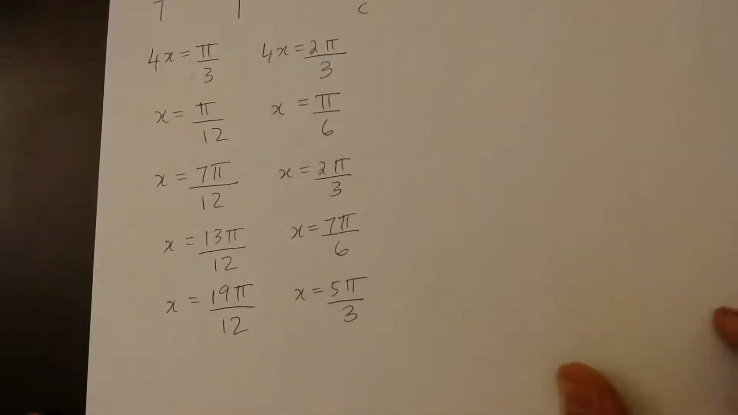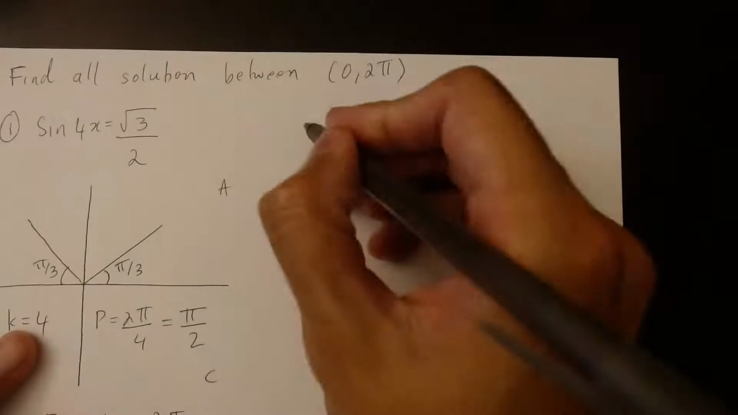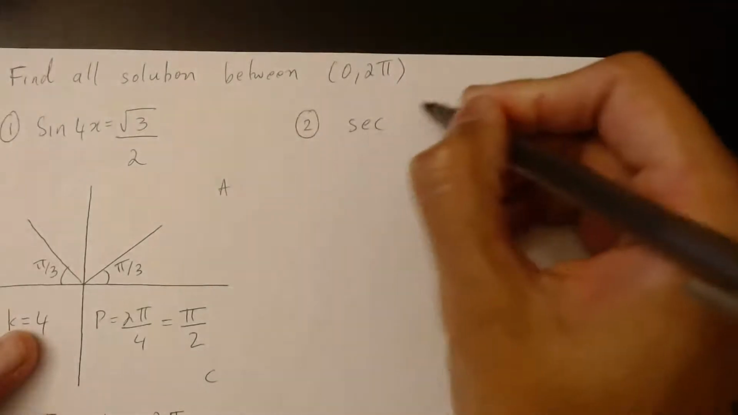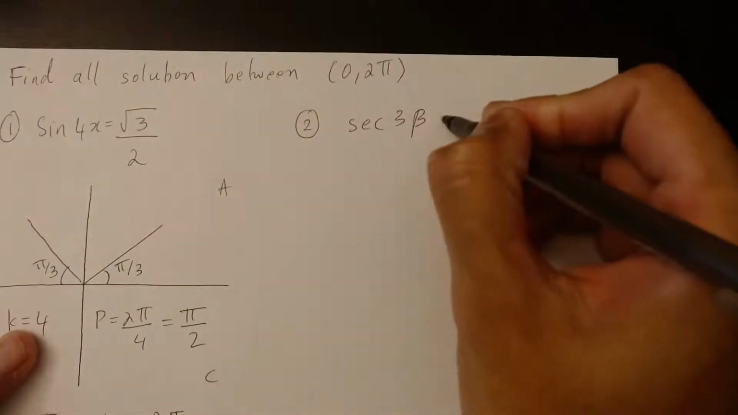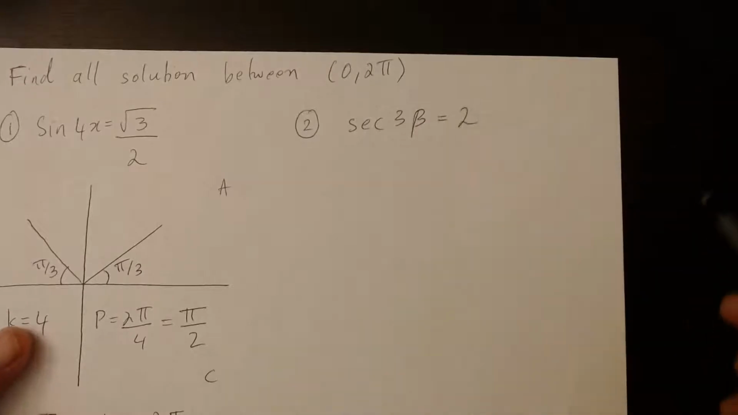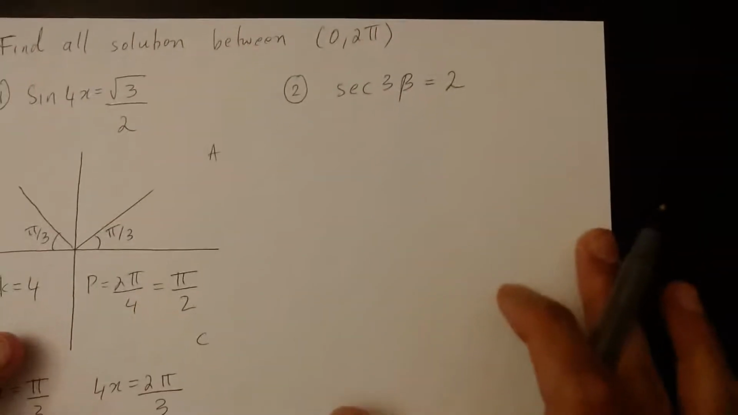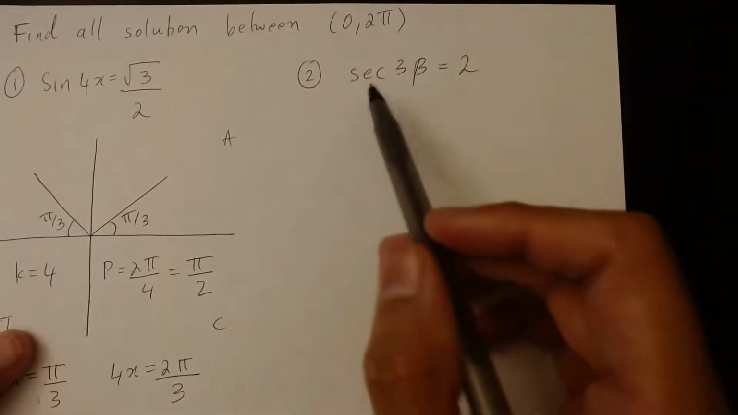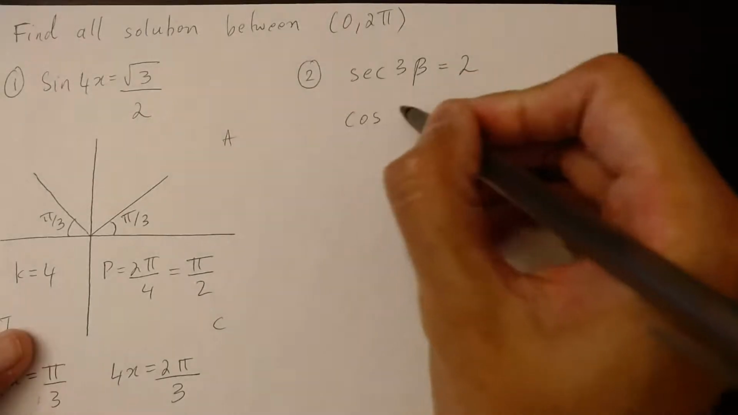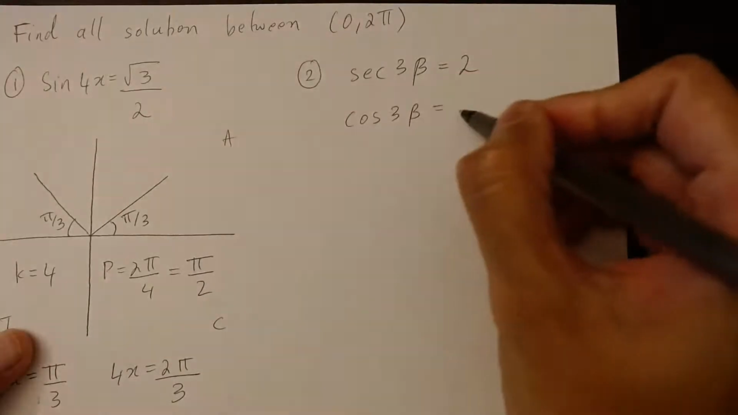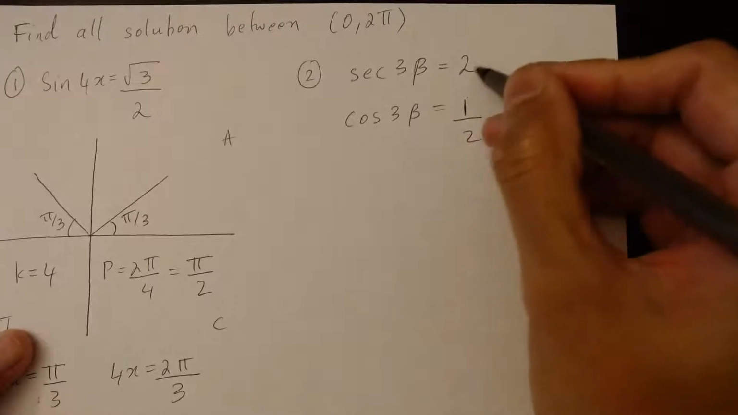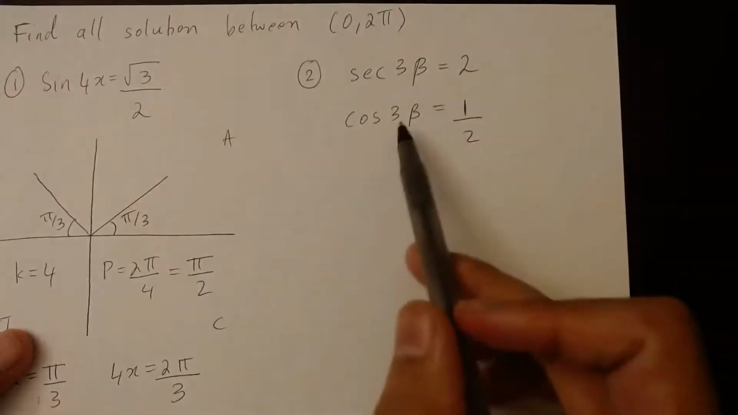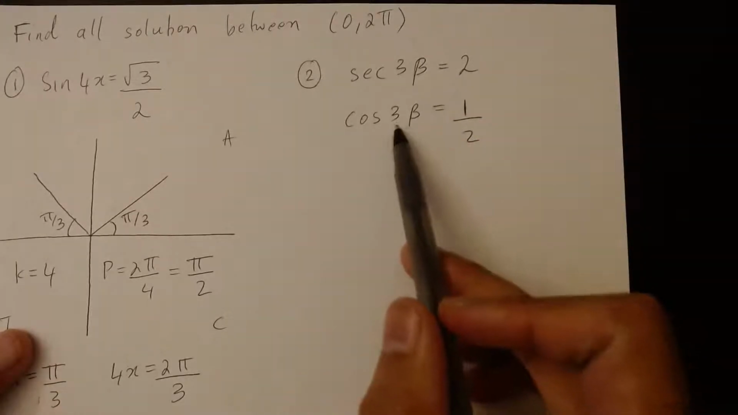Let's go to the second question. In the second question, I have sec of 3 times beta equals 2. So anytime I have a reciprocal, I want to convert my reciprocal to my original first. So cos 3 beta just equals 1 over 2. I flipped this side upside down. I know I'm going to have a total of 6 solutions over here.